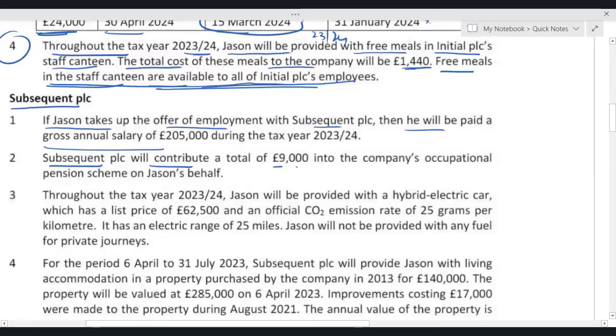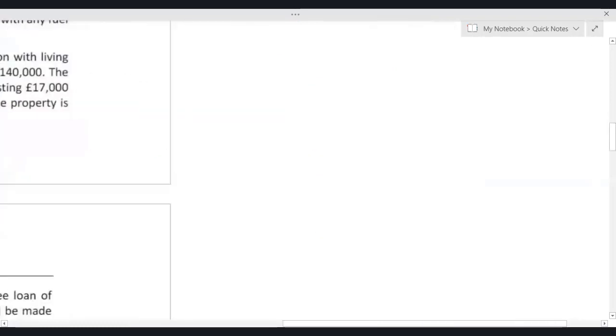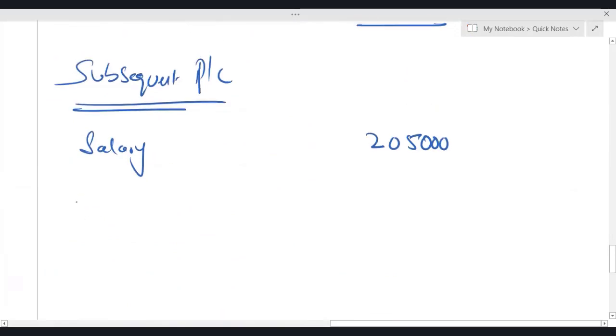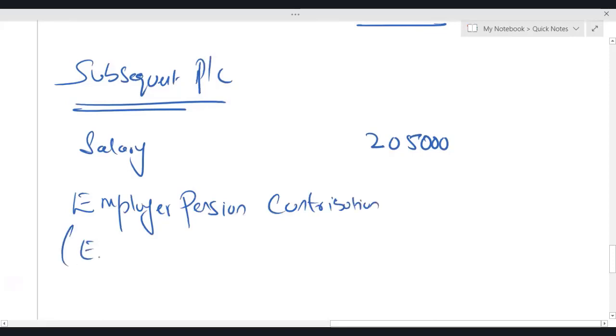Subsequent PLC will contribute a total of 9,000 into the company's occupational pension on Jason's behalf. I think we have already discussed that when an employer contributes on behalf of an employee, such contribution is an exempt benefit. So employer pension contribution is an exempt benefit, just write 0.